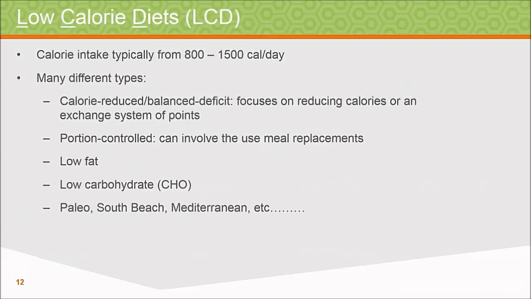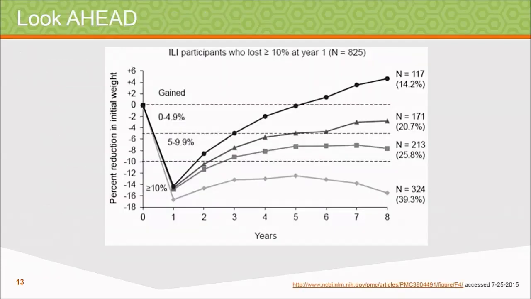So low-calorie diets, and typically this is anything under 1,500 calories and above 800 calories. And again, lots of different ways to do it. We have point systems, like Weight Watchers is a point system, right? Portion-controlled, meal replacements, low-fat, low-carb, paleo, South Beach, Mediterranean. At the end of the day, these are all, I think, going to fall under that umbrella of just trying to be a low-carb diet. A lot of people say the low-carb diets don't work. People just regain the lost weight.